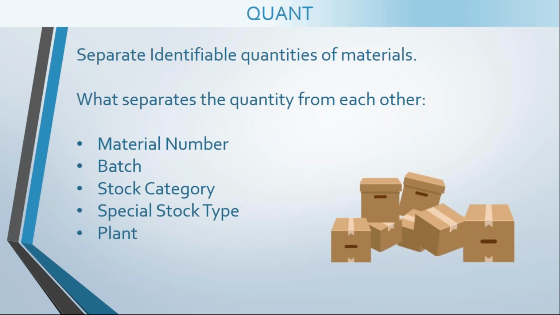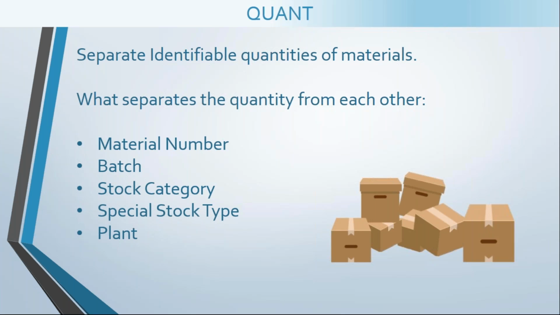Moving forward, the next criterion is the plant. If you remember, in the previous sessions we discussed that it is possible that storage locations from different plants can be mapped to the same warehouse number, which also means that there could be a possibility that within one bin you have stocks belonging to different plants.